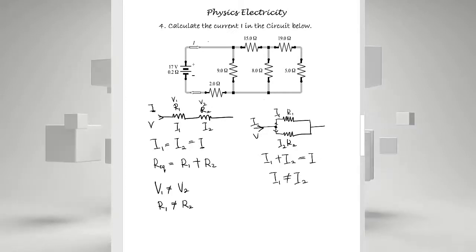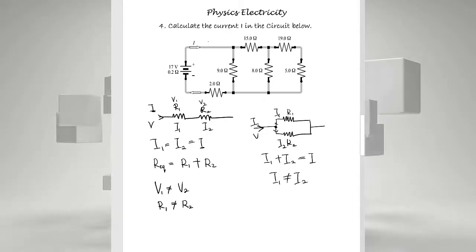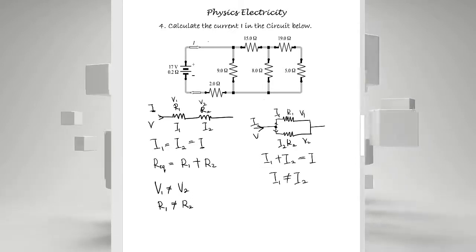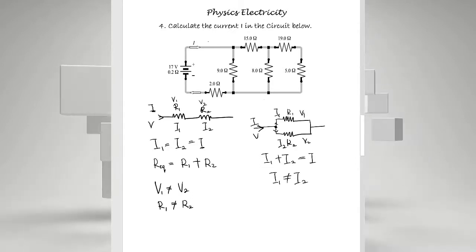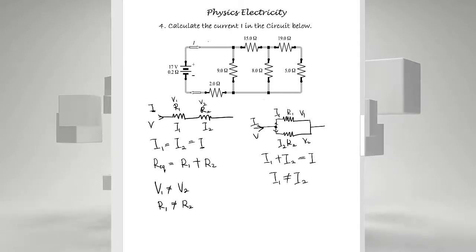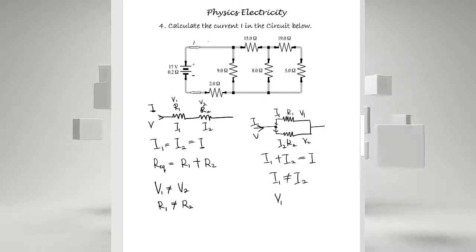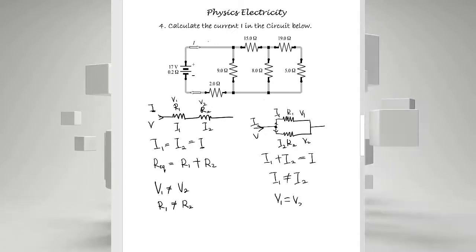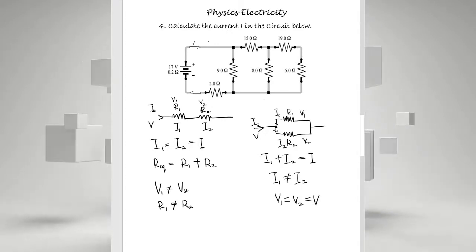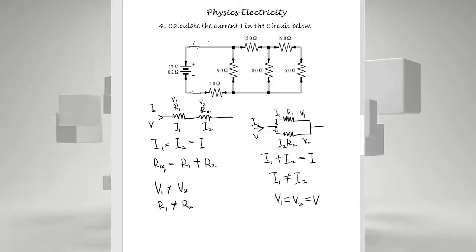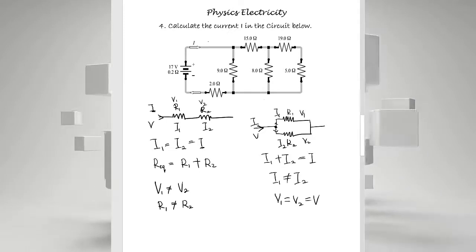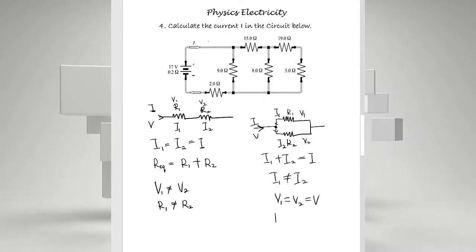Also, when we are talking about the voltage now, if we have V1 passing through R1 and V2 passing through R2, for parallel connection, V1 will be equal to V2 and will be equal to V. So for parallel connection, the same voltage passes through the resistors, but the currents are not the same. The currents will split. That is for parallel connection.